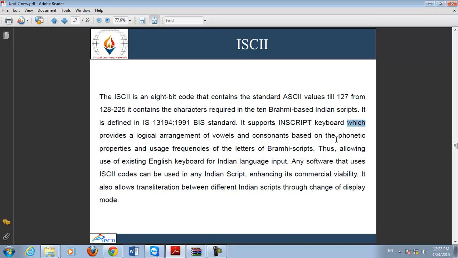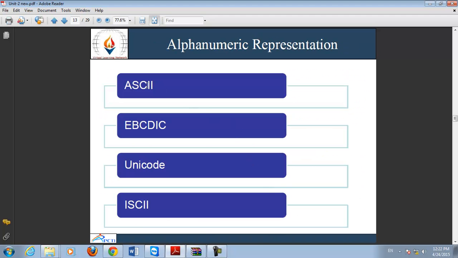As you saw in ASCII code, ASCII code is for alphabets as well as numbers and some special characters. And if we talk about EBCDIC, EBCDIC is almost similar to ASCII, but in EBCDIC the codes allocated to particular alphabets or numbers are non-contiguous. In case of Unicode, some codes of Devanagari Lipi are included, and in case of ISCII, the characters of Brahmi-based Indian scripts are included. So there are 4 standards we have studied, that is ASCII, EBCDIC, Unicode and ISCII.